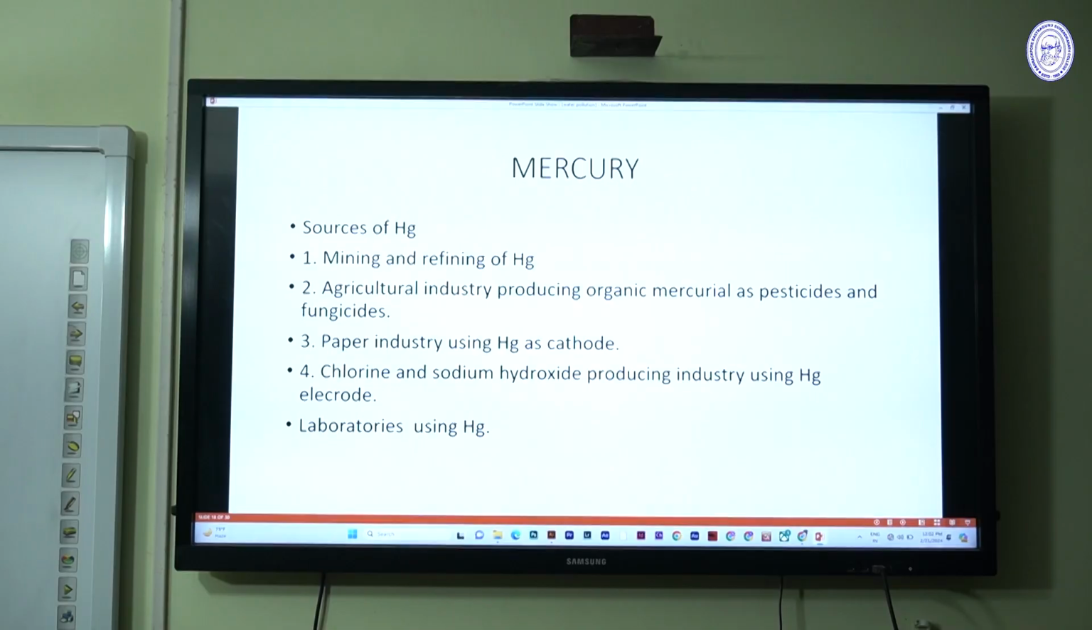Now, another important metal pollutant, that is mercury. Sources of mercury: number 1, mining and refining of mercury. Number 2, agricultural industry producing organic mercurials as pesticide and fungicide. Number 3, paper industry using mercury as cathode. Number 4, chlorine and sodium hydroxide producing industry using mercury electrode. Number 5, laboratories using mercury.